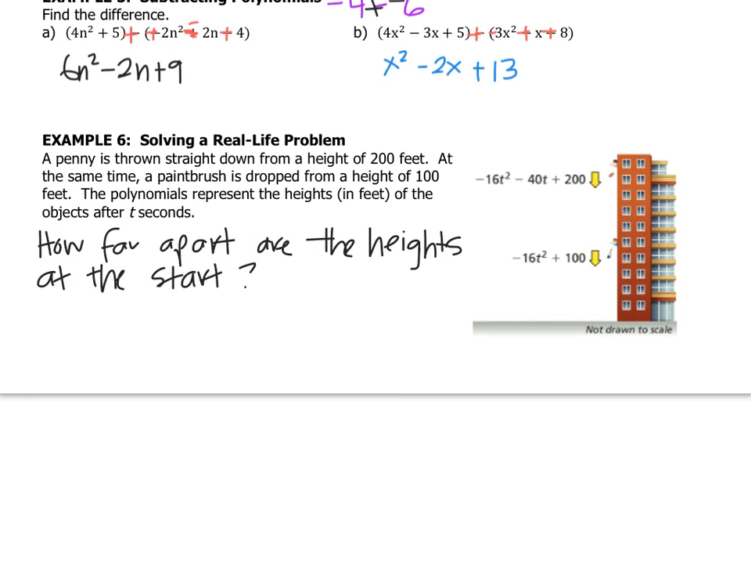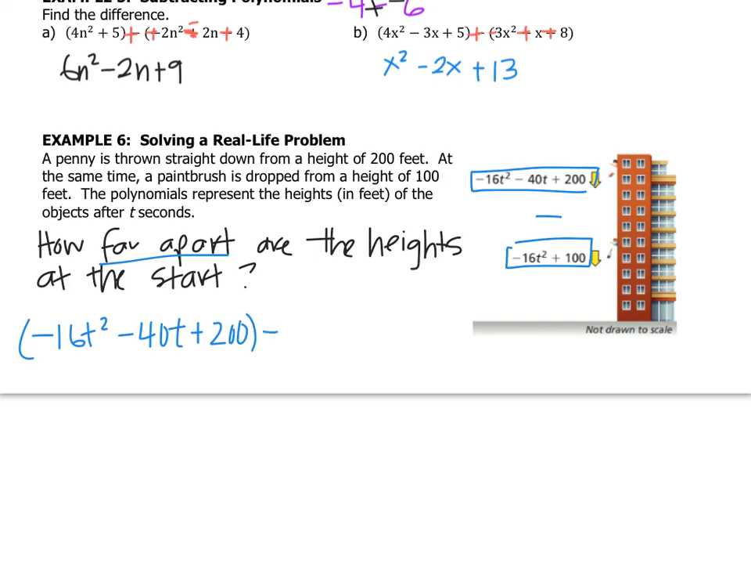So if you don't know what that's asking, the far apart is asking you to subtract. So we're going to take this polynomial and subtract this polynomial. We've got a trinomial minus a binomial. So here we go. Negative 16t squared minus 40t plus 200. I'm going to put that in parentheses to show that it is all grouped together. Negative 16t squared plus 100. So I'm going to keep the first polynomial the same. The minus turns to a plus. This turns positive, and that turns negative.